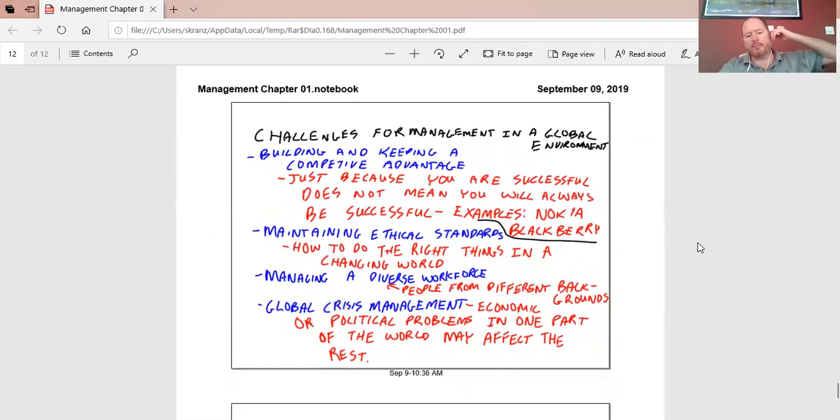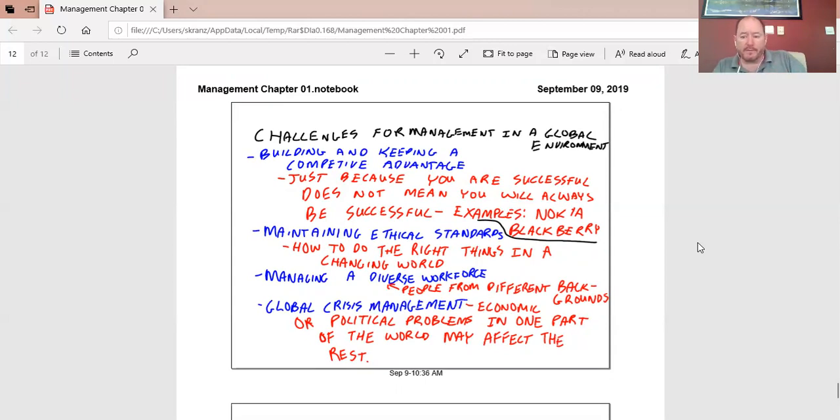So there's a slide in the book about challenges for the future. I covered this at length: building and keeping a competitive advantage, maintaining ethical standards. The term ethics is covered in a future chapter, but you should know that ethics means to do the right thing. And to do the right thing in a changing world can be difficult.